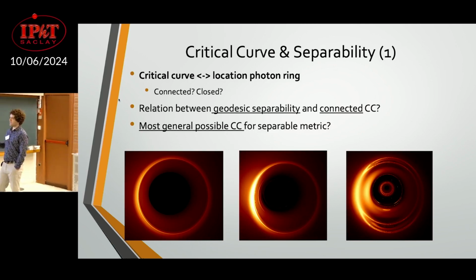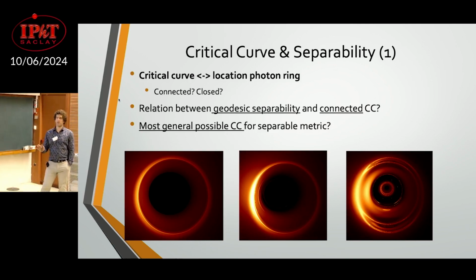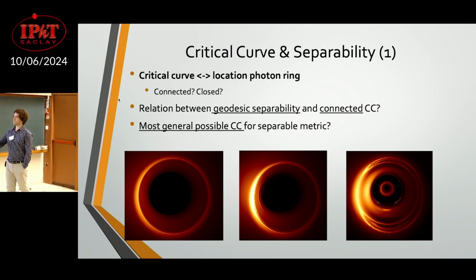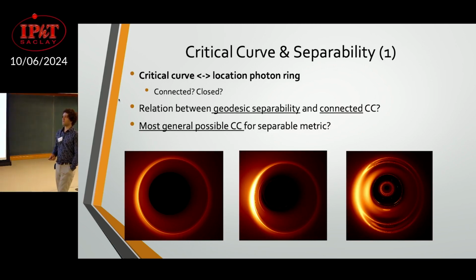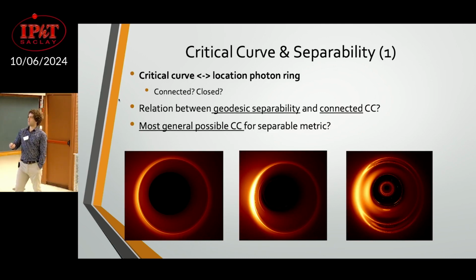And so there's a bunch of questions you can ask, but the first question is, well, okay, what if we do have separability? We have a most general separable metric possible. I don't even know what it is, but some separable metric, some metric where the geodesic equations separate. What's the most general possible critical curve? And that's even a question that we don't really know the answer to yet.